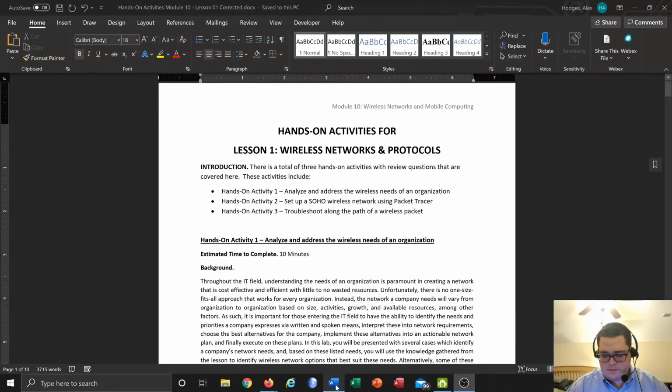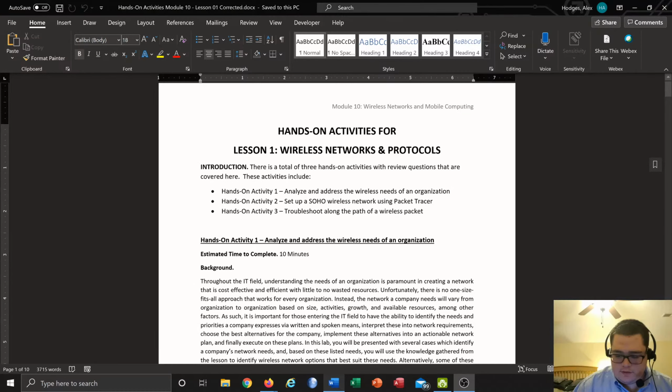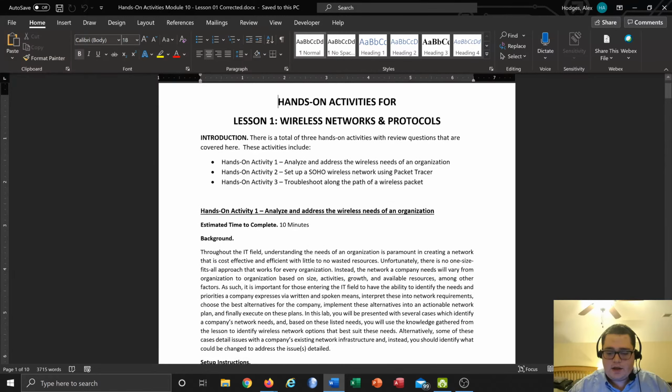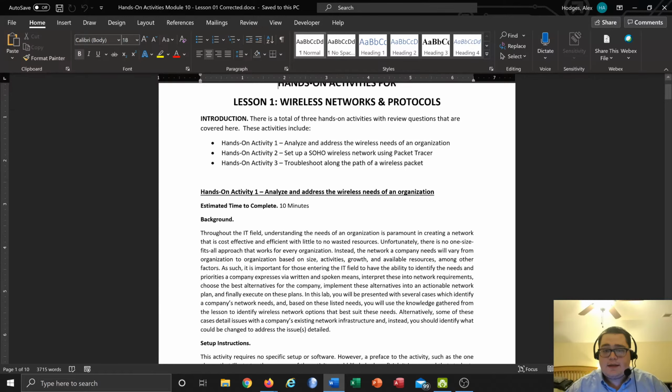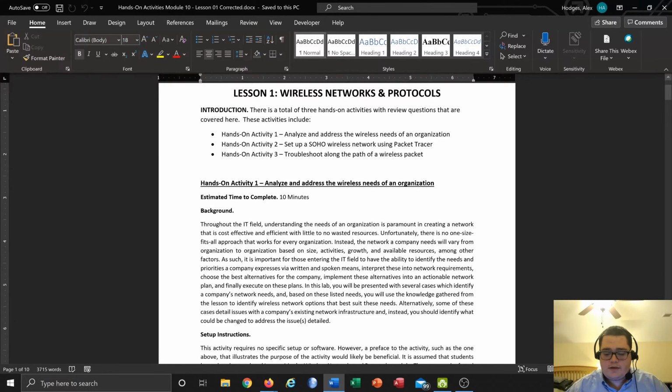There we go. All right, so last thing I want to go over a little bit today are some of the hands-on activities that we created for these lessons. Again, we're using lesson 1 as an example. And so for the hands-on activities, you have your 3 hands-on activities listed here. And then you have the title and the estimated time to complete each hands-on activity.